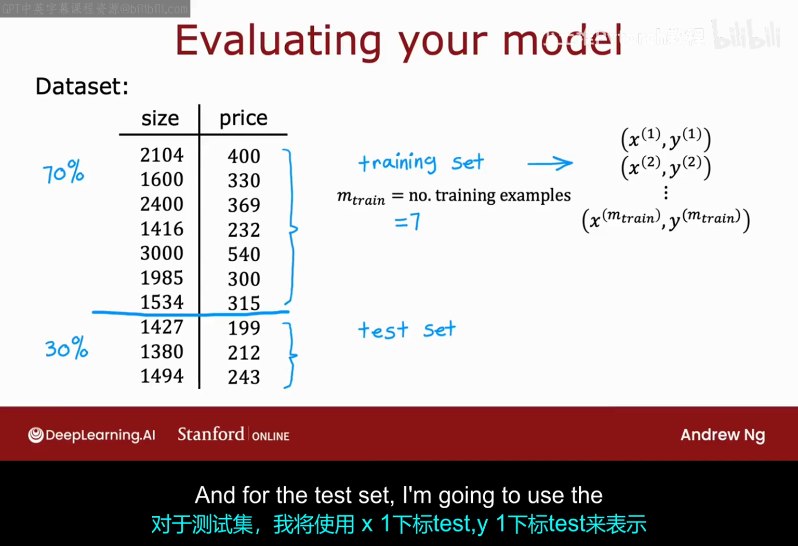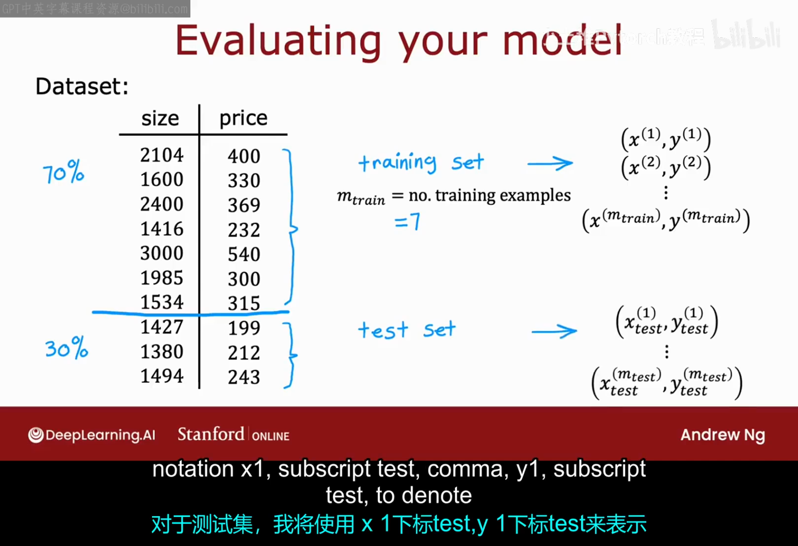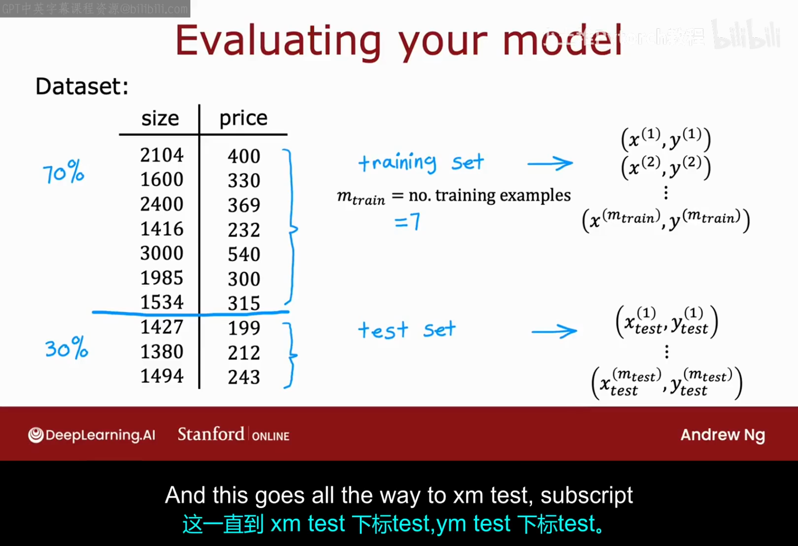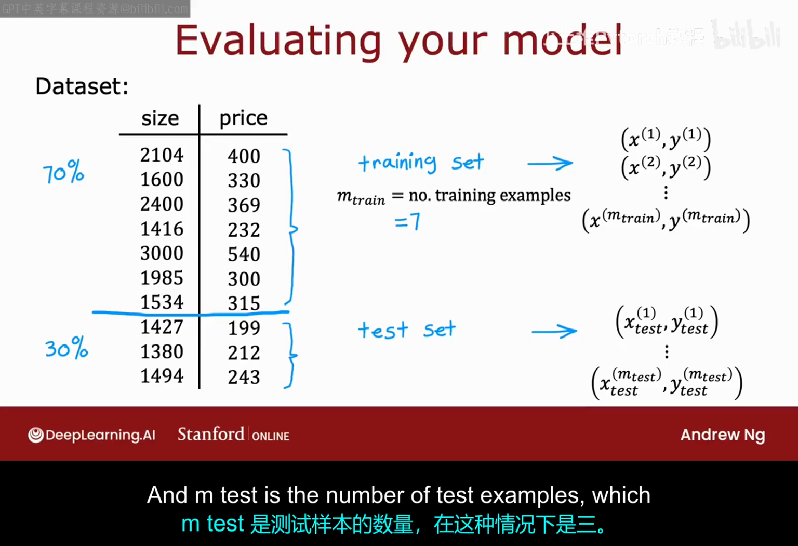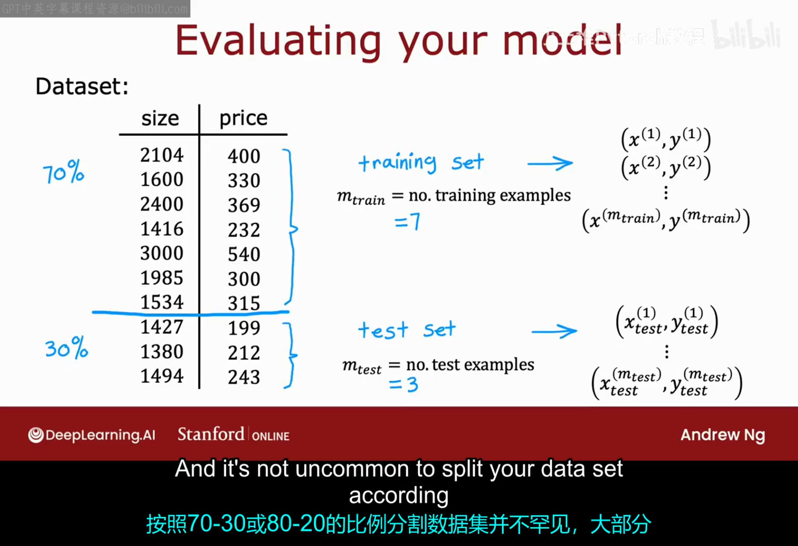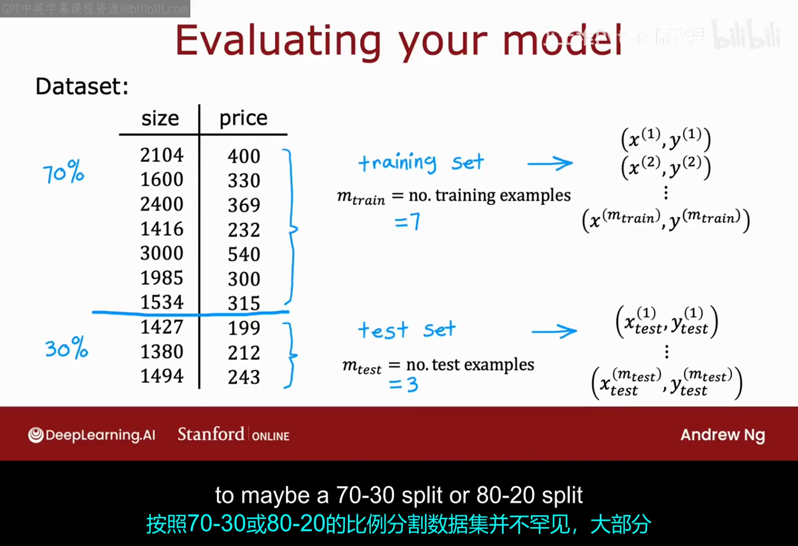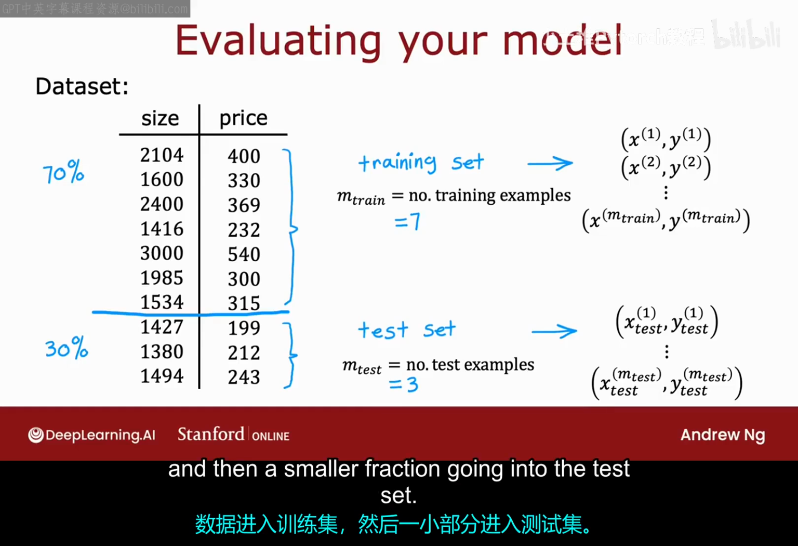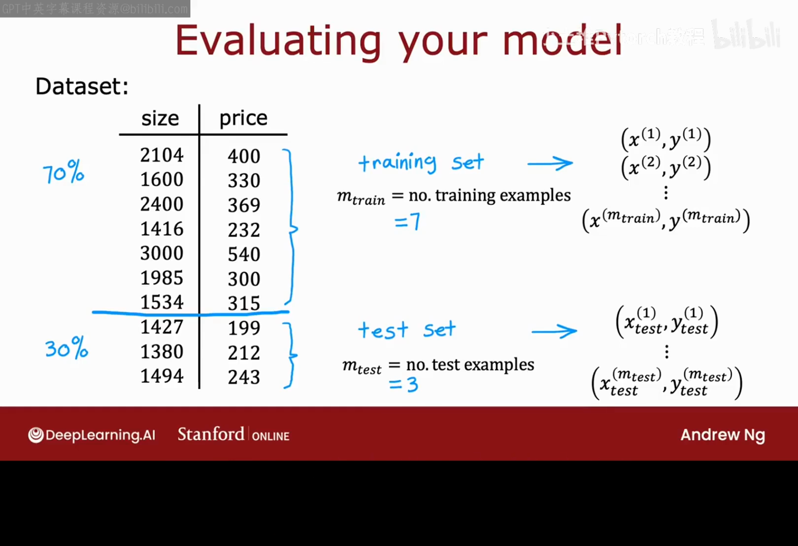And for the test set, I'm going to use the notation x1 subscript test, comma, y1 subscript test to denote the first test example. And this goes all the way to xm test, subscript test, ym test, subscript test. And m test is the number of test examples, which in this case is 3. And it's not uncommon to split your data set according to maybe a 70-30 split or 80-20 split, with most of your data going into the training set and then a smaller fraction going into the test set.